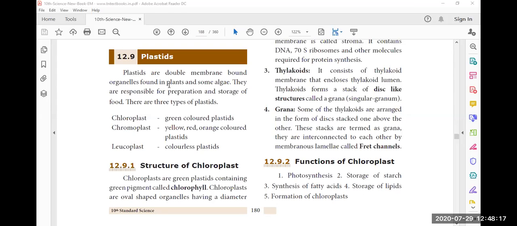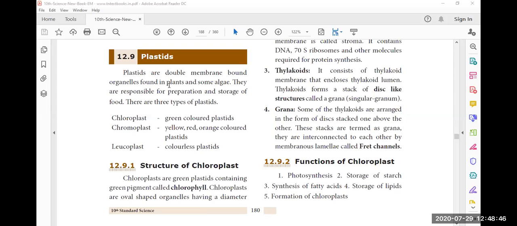Chloroplast, which means chloro, color, green colored plastids. Chromo, yellow or red, orange colored plastids. Leuco, which means colorless. Leucoplasts are colorless plastids. Next, structure of chloroplast. Chloroplasts are green plastids containing green pigment called chlorophyll. So chloroplast is a kind of plastid which contains a pigment chlorophyll.